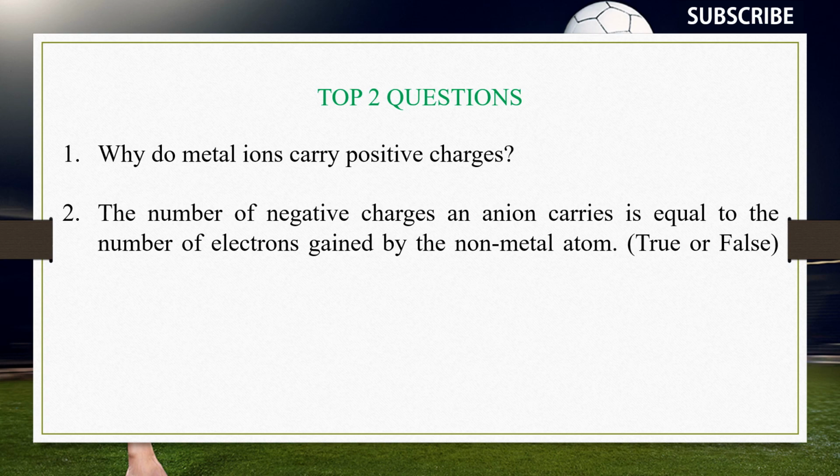We come towards the end of our video and we have our top 2 questions. Question 1. Why do metal ions carry positive charges? Question 2. The number of negative charges an anion carries is equal to the number of electrons gained by the non-metal atom. True or false? Feel free to let me know in the comment section what you think about these 2 questions.